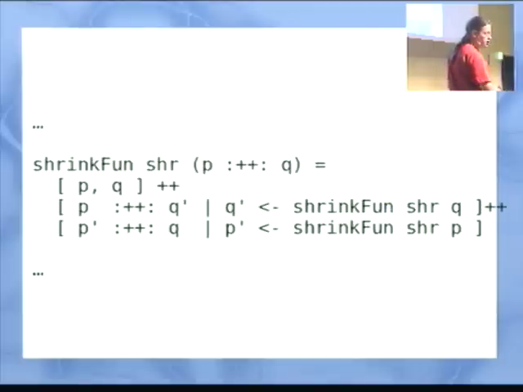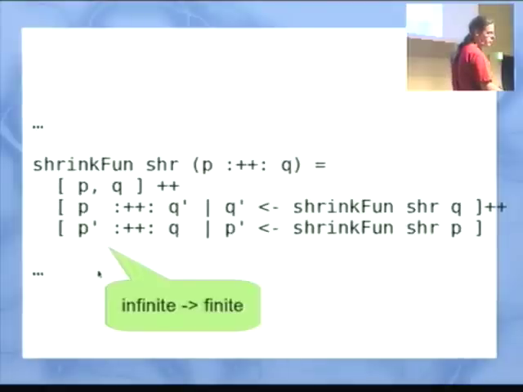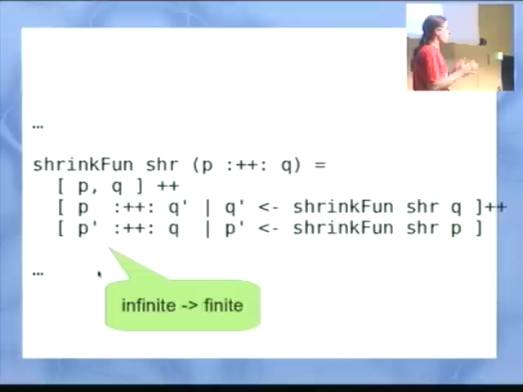Now here's the union. It follows exactly the normal thing. I try to throw away completely one of the partial functions, either p or q. I throw them away, and if that still works, it's okay. Otherwise, if that didn't work, I try to recursively shrink either q or p. And this is the place where we can possibly turn infinite partial functions into finite ones.